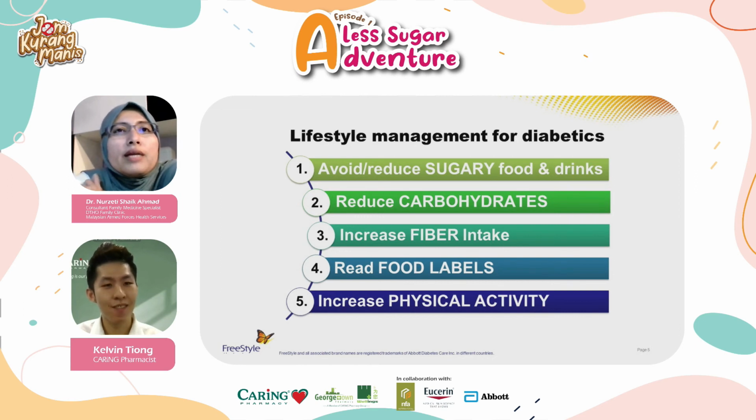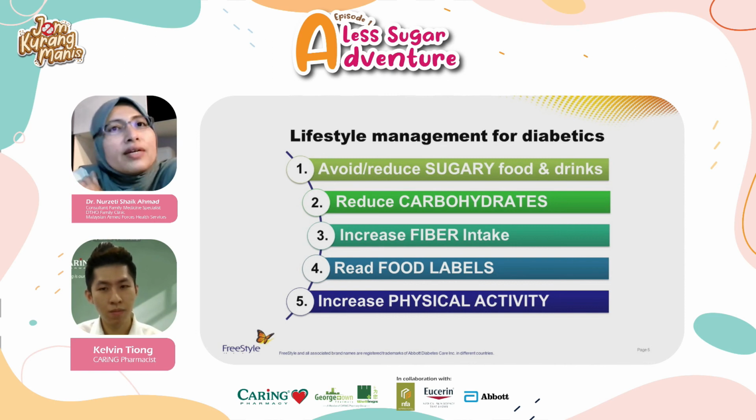Number 4, read the food labels, because you need to know what is getting into your body. At first it might seem overwhelming because you don't understand what is written there. But if you keep on reading, you will realize there's so much sugar in our food, especially the ones that come in packaging, processed food. Anything that comes in a package, please read the food labels. That's why as far as possible, try to eat the food that you cook yourself at home, because you know what's inside it.